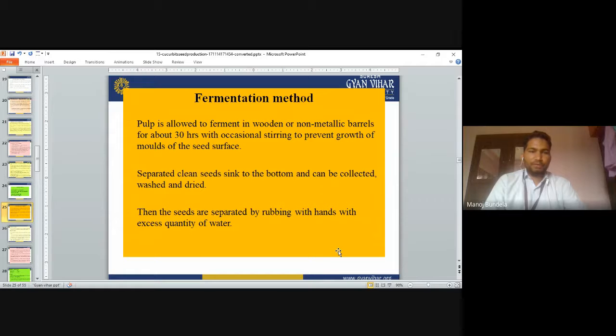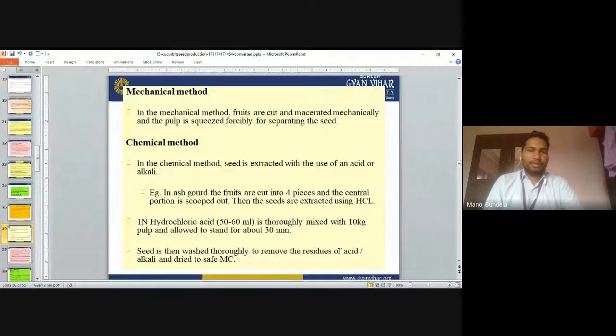So that is the fermentation method. First we keep the seeds for fermentation for 30 hours with pulp, and continuously we do stirring. Then we take the seeds and wash them with water, and continuously wash and separate the seeds.